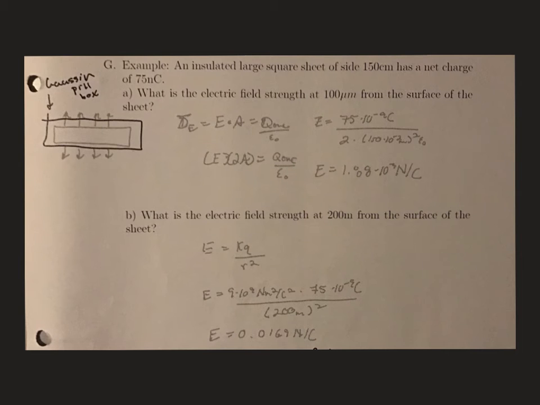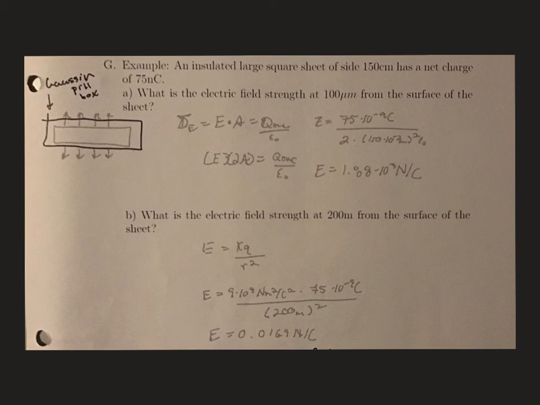In part B, since I said it was going to look like a point charge, I've written down the point charge equation, plugged in the Coulomb constant of 9 times 10 to the 9, the charge 75 times 10 to the -9 coulombs divided by the distance. So the R in this case is distance, so that's the 200 meters up here, and that gives me an electric field strength of 0.0169 newtons per coulomb.